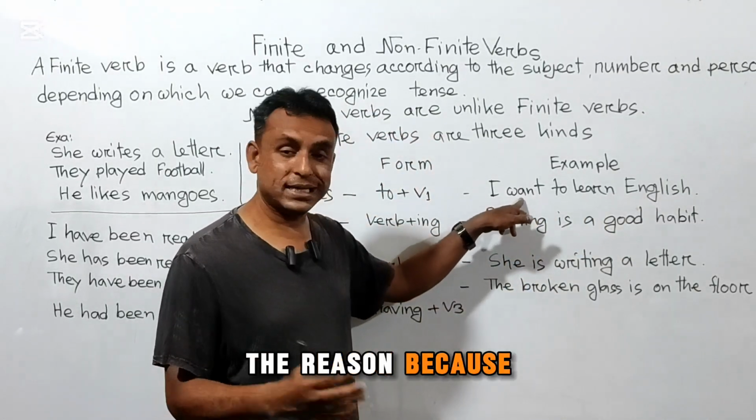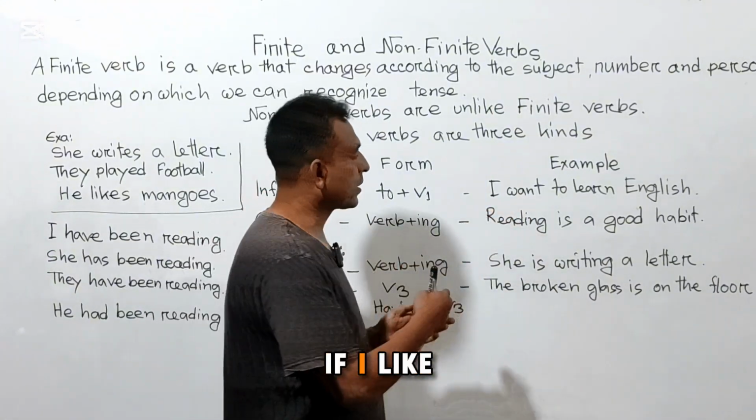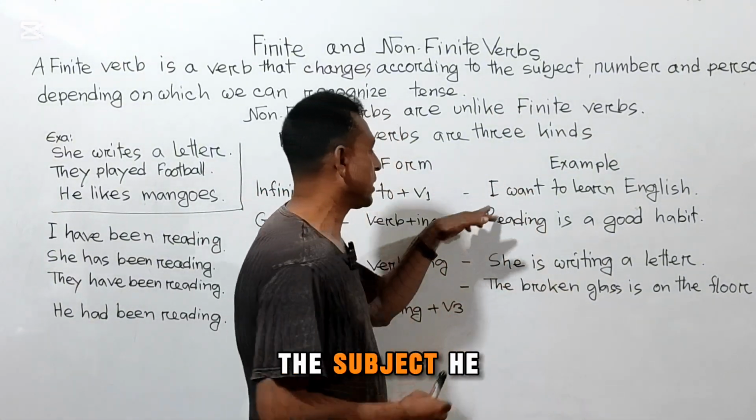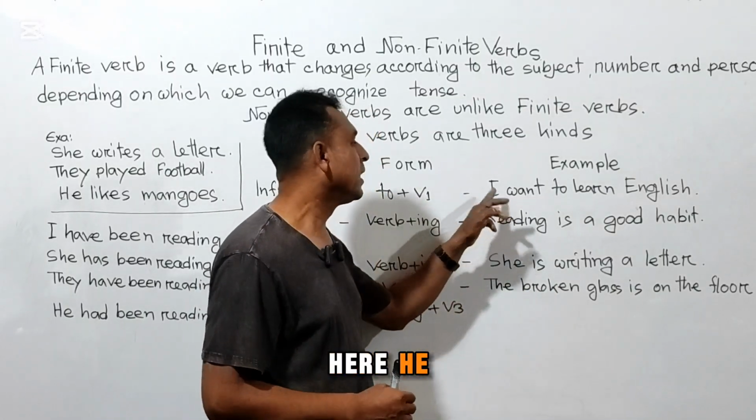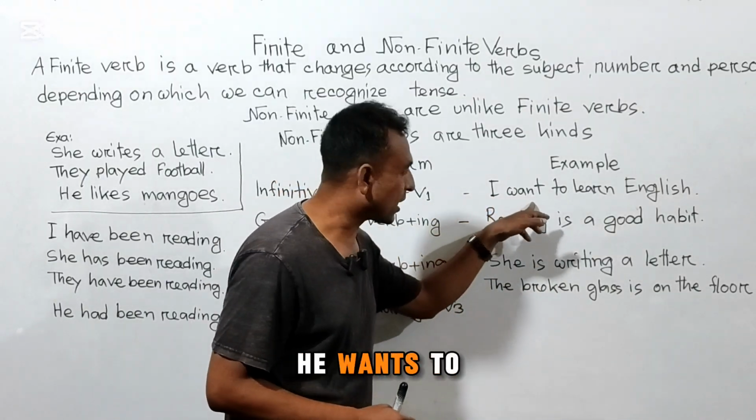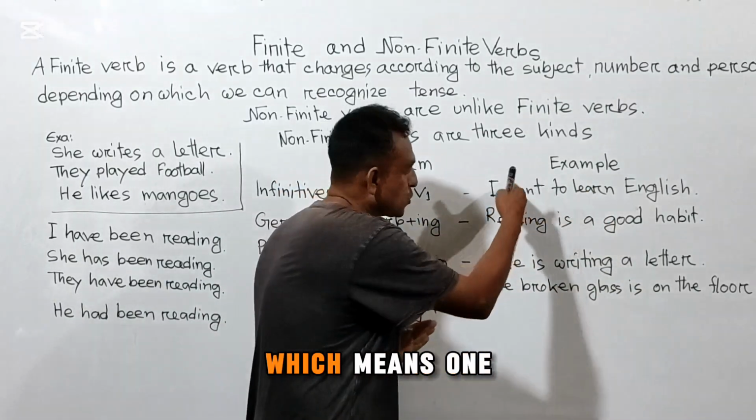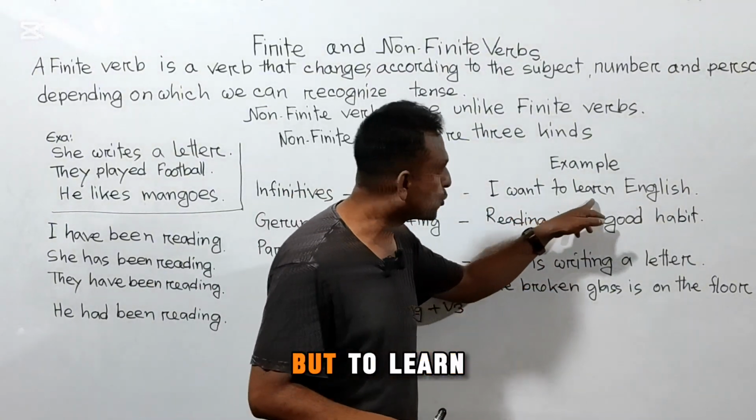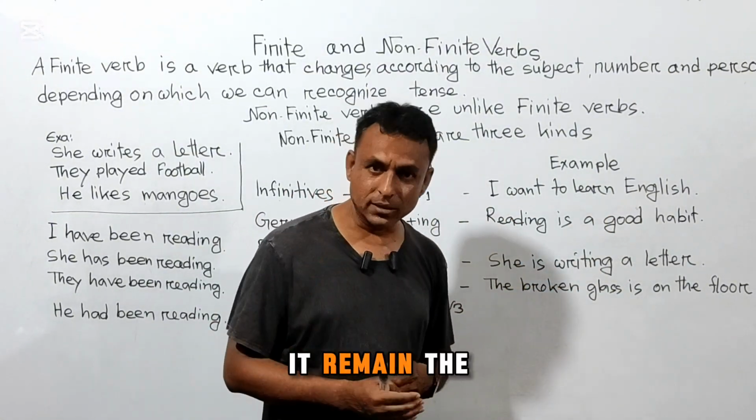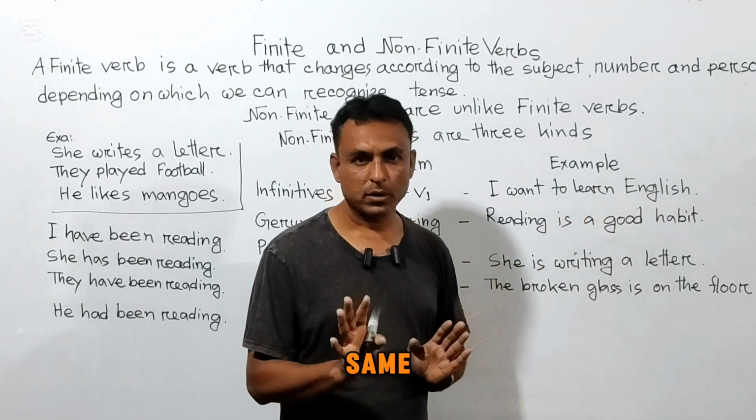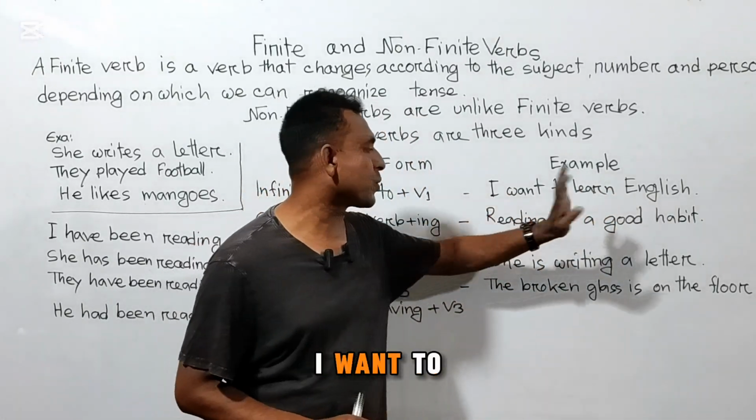The reason is that it changes its form. If I change the subject to he instead of I, then you have to say he wants to learn English, which means want changes its form, but to learn never changes. It remains the same. Can you understand? I want to learn English.